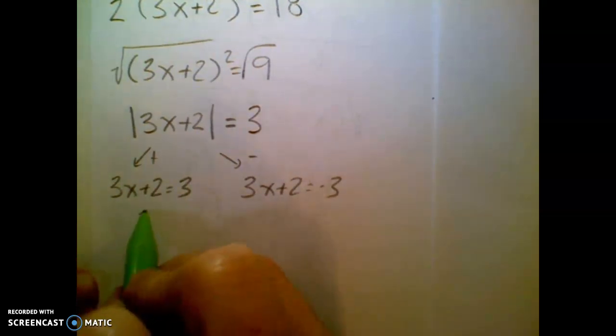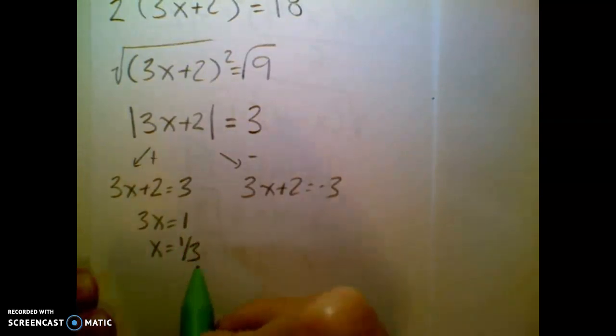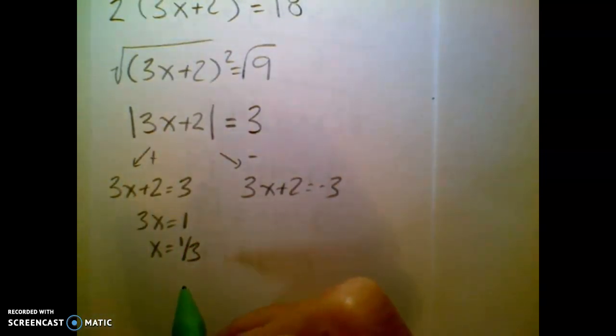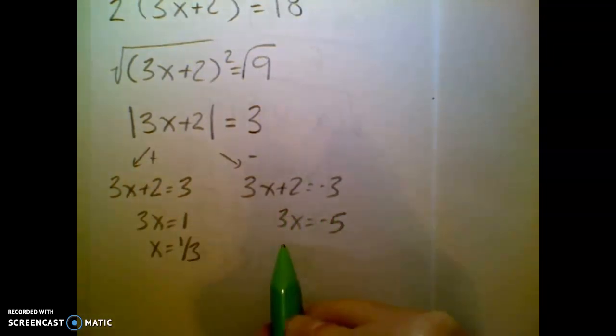I'm going to minus 2. I'm going to divide by 3. Okay. And then over here, I'm going to minus 2 and divide by 3.